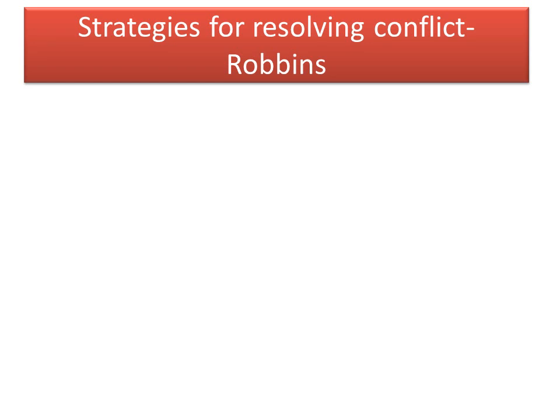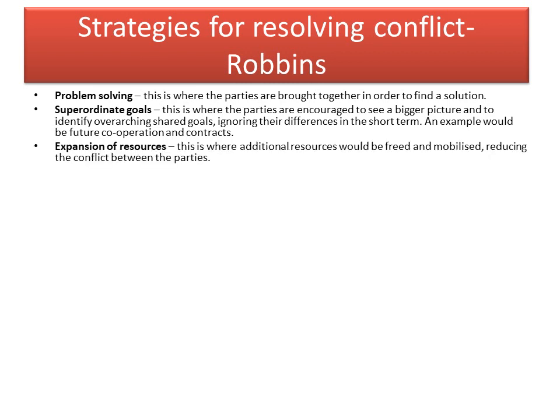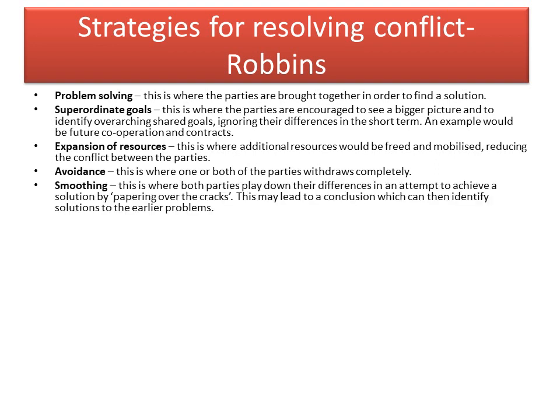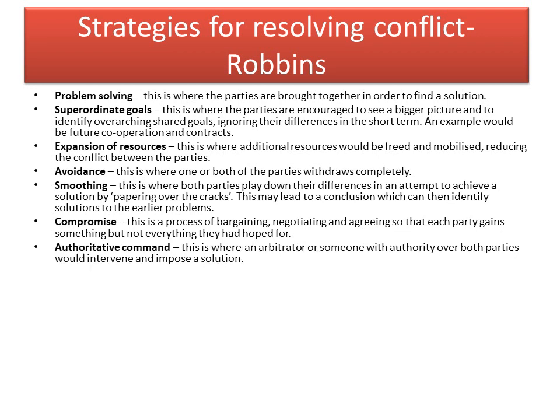Well, Robbins has come up with several methods: problem solving, subordinate goals, looking at the bigger picture, expansion of resources, where additional resources will be freed and mobilised to reduce conflict. We might try and avoid as a strategy. We might use smoothing, where both parties play down their differences and attempt to paper over cracks. We might use compromise, which is a process of bargaining.